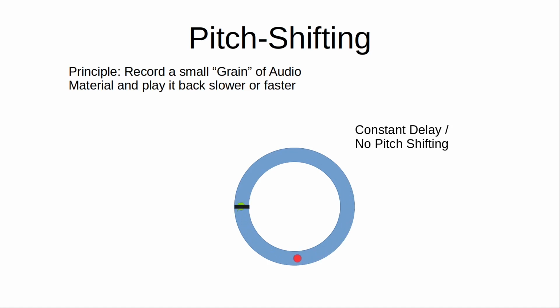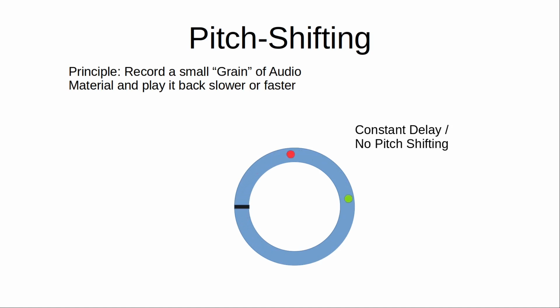The basic principle is rather simple. Record audio and play it back at different speeds. Faster for pitch shifting up effects and slower for a shift down effect. In the digital domain, this is achieved by placing input samples into a short circular buffer and reading the samples back at a pointer which moves relative to the write pointer.